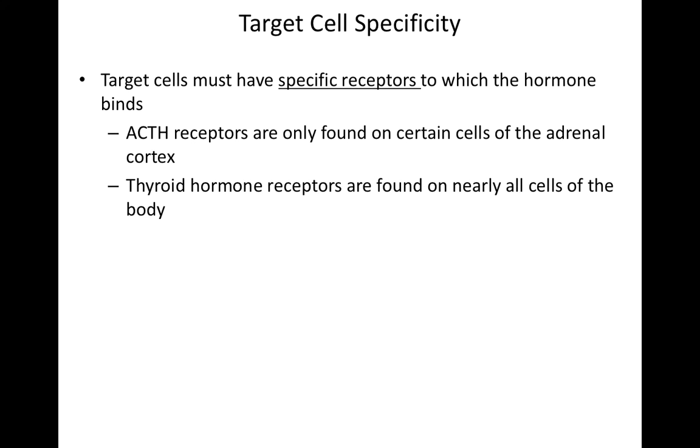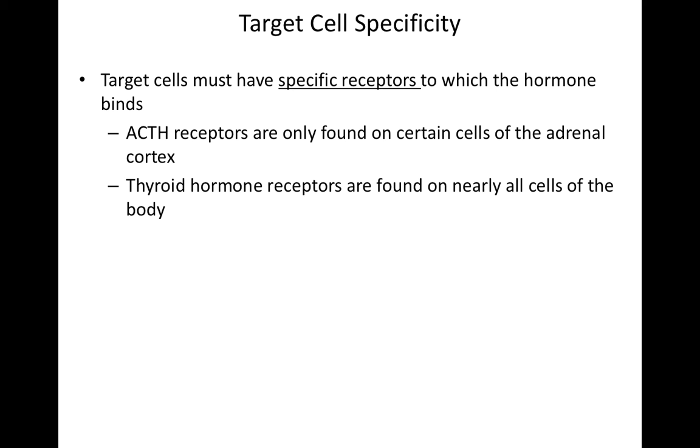Hormones are released into the blood, which means that essentially every cell in your body is going to be exposed to every hormone you have, and yet only certain cells react to the hormone. Those are called your target cells. They react because they have a receptor for the hormone. Not every cell has a receptor for every hormone, and if you don't have the receptor, the hormone has no effect on the cell.